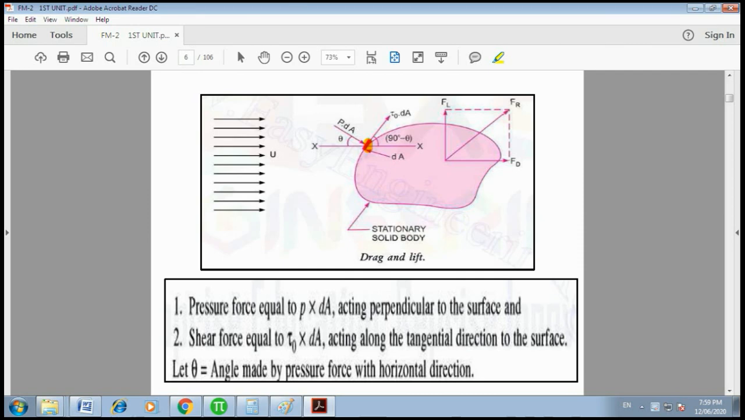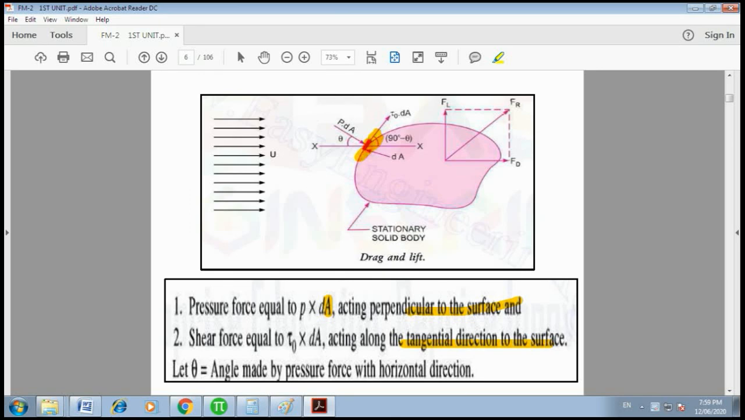So the first point is these are the forces acting. Pressure force equals P into dA, where P is the intensity of pressure and dA is the area, acting perpendicular to the surface. The second force is the shear force, which is equal to tau 0 into dA, where tau 0 is the intensity of shear force, acting along the tangential direction of the surface. This is the tangential direction.